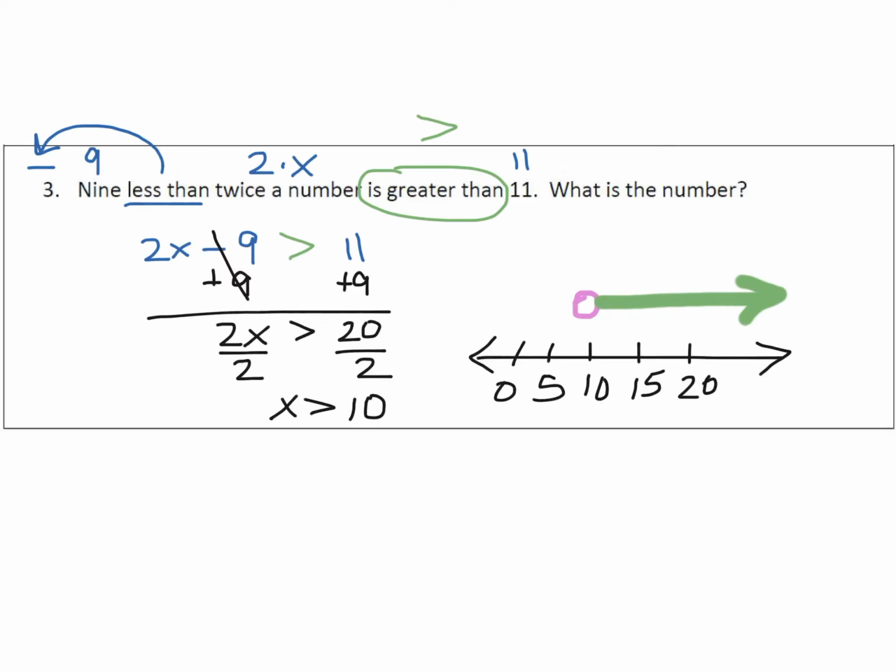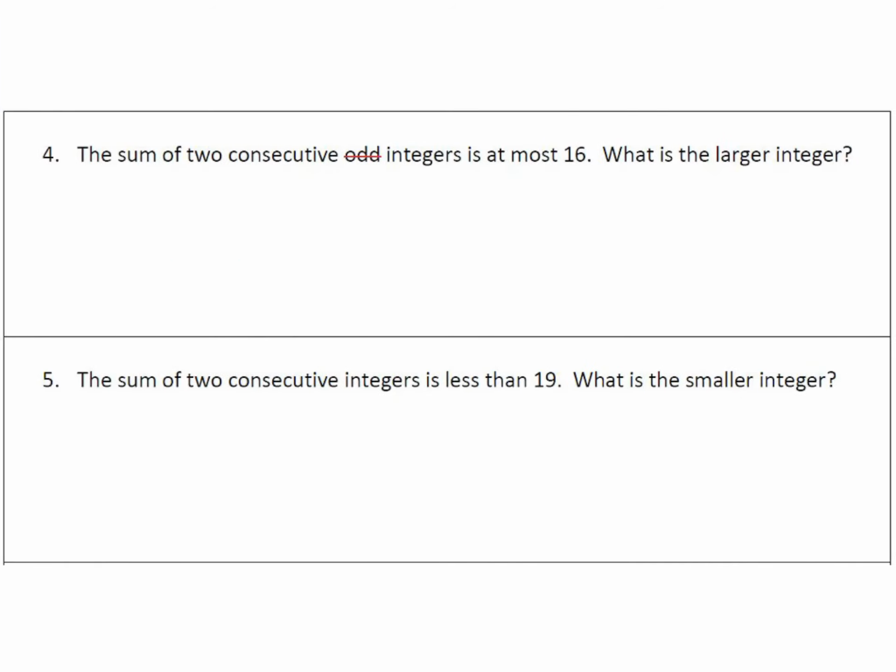All right, welcome back. I'm about to show you my solution for number 3. Hopefully you were able to get this solution as well as this graph. Is greater than did not include the equal to line underneath it. So when I graphed this, I needed to be sure that I left my circle open. All right, let's go look at number 4.